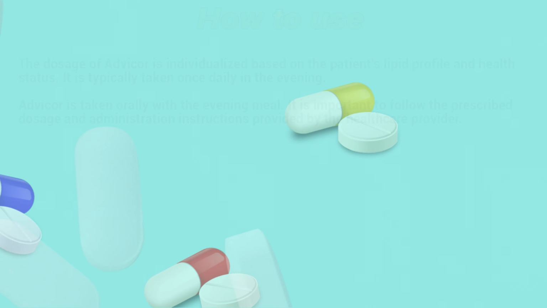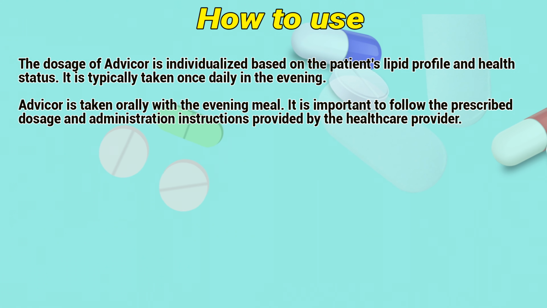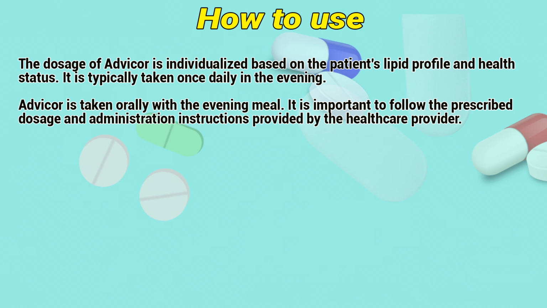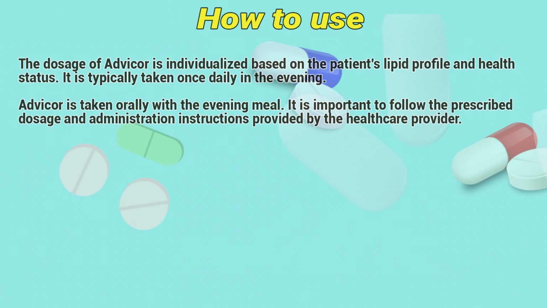How to use. The dosage of Advicor is individualized based on the patient's lipid profile and health status. It is typically taken once daily in the evening. Advicor is taken orally with the evening meal. It is important to follow the prescribed dosage and administration instructions provided by the healthcare provider.